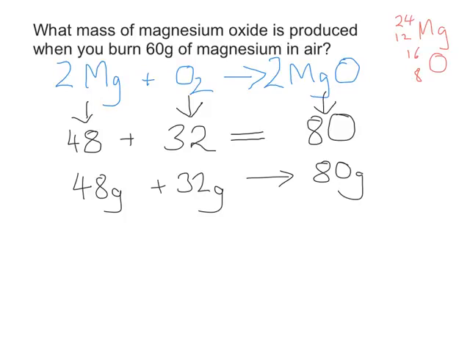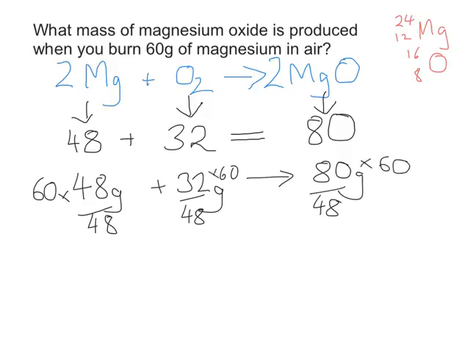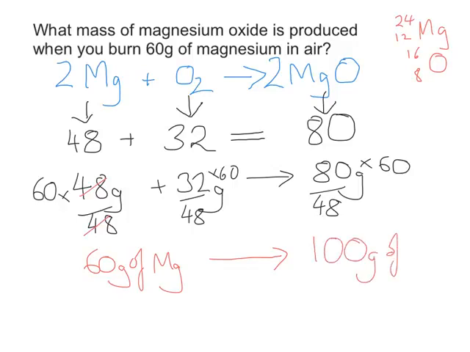But we need to burn 60 grams of magnesium. Now we've got 48, so to work it out, you need to divide by 48 and multiply by 60. Imagine cancelling this out. 60 grams of magnesium, I'm just going to ignore the oxygen because it's not asked for in the question, will give you 80 times 60 divided by 48 grams of magnesium oxide, which turns out to be 100 grams of MgO.